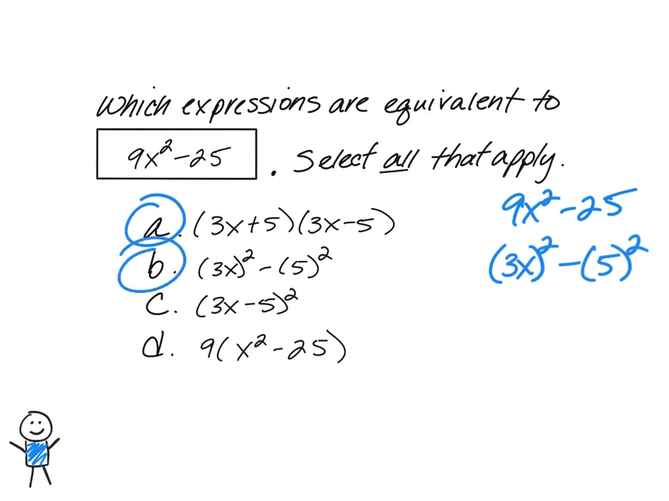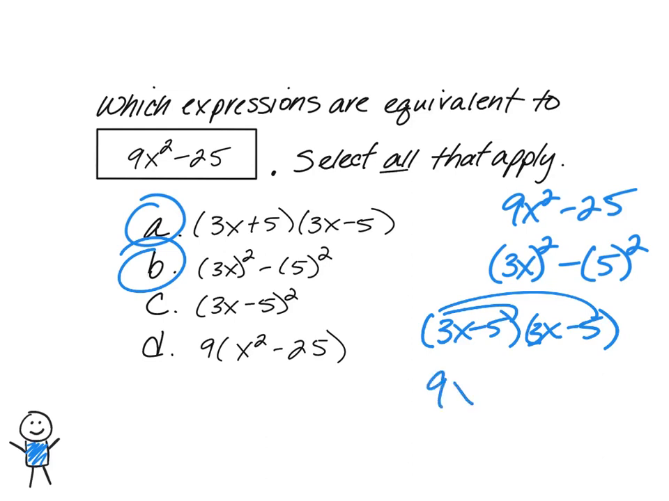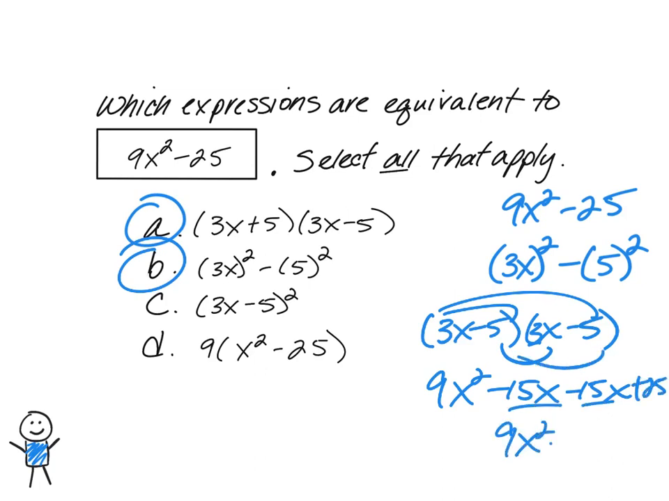Now, answer choice C would not give me that as the result. If I quickly did 3x minus 5 squared and multiplied that out very quickly, I would get 9x squared minus 15x plus 25. Combining the like terms, 9x squared minus 30x plus 25. That is not my original function, so I know answer choice C is not equivalent.